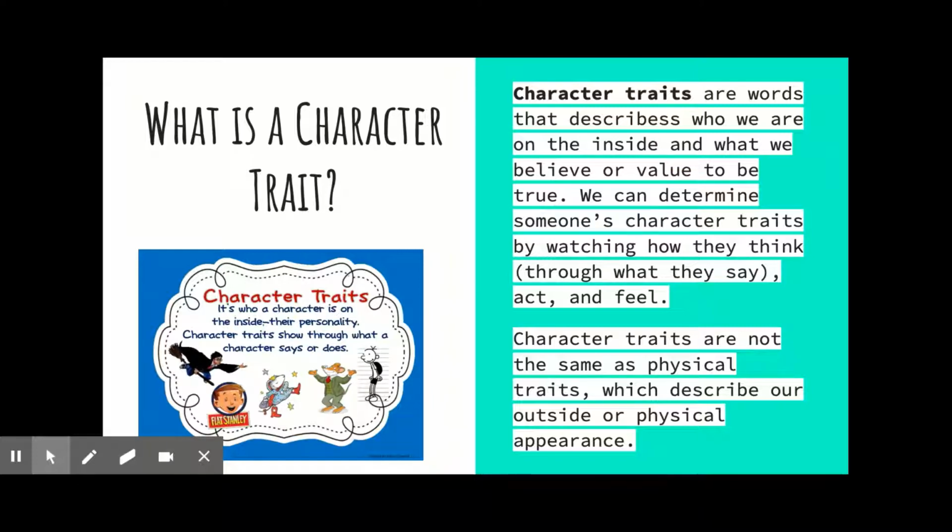So in order to find out a person or character's character traits, we can determine that by watching how they think, through what they say, how they act, and how they feel. So when you think of a character trait, you might also think of personality words. So character traits and personality words are pretty similar.